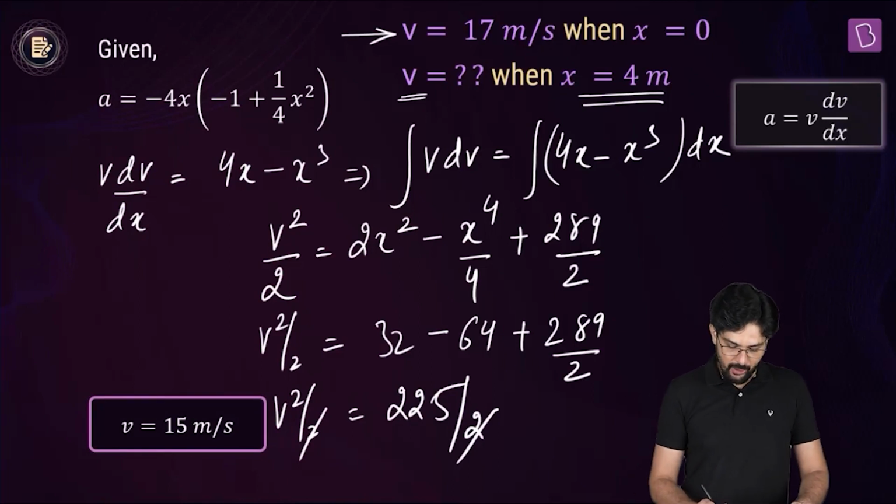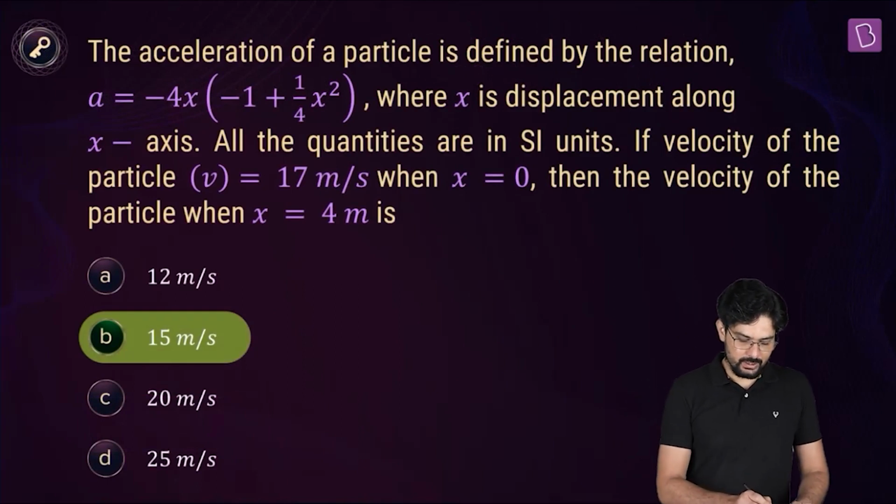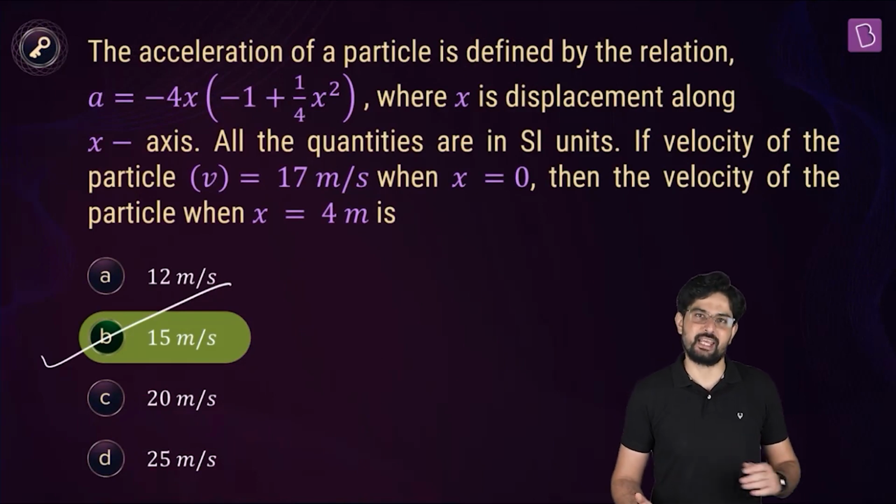So as simple as that, we found out in this case the velocity of the particle at x is equal to 4 meter is going to be 15 meter per second.